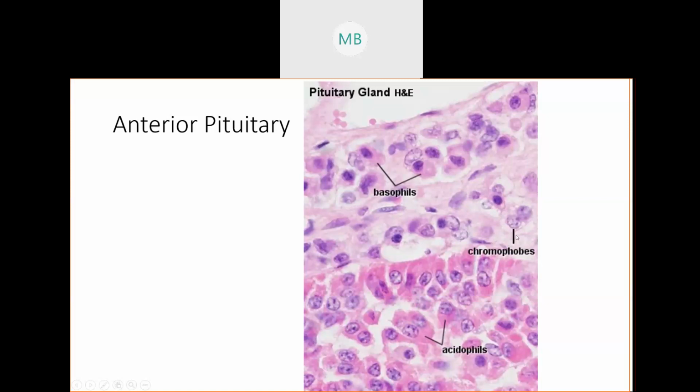So the two types of cells within your pituitary that you need to remember: the darker colored ones are acidophils, the clear-looking colorless ones are chromophobes.